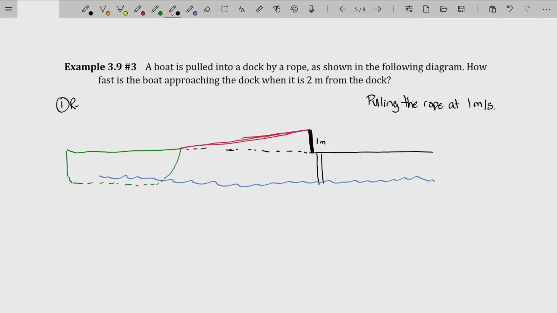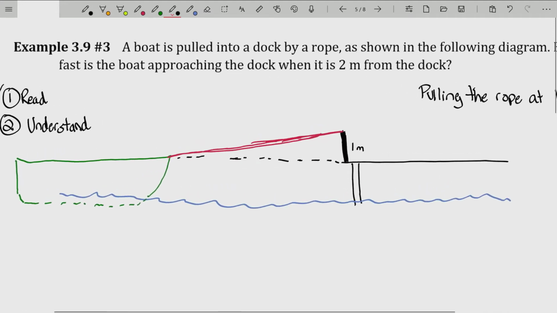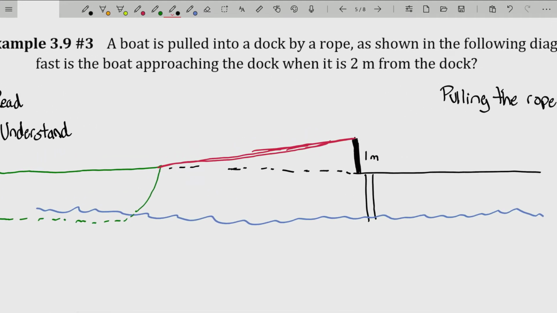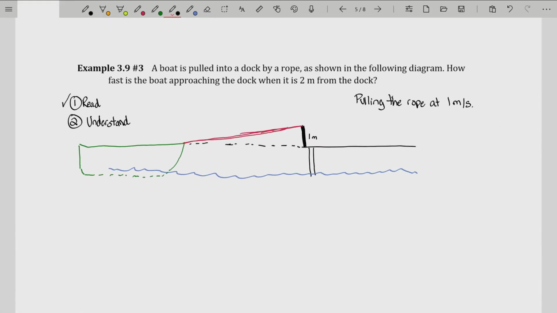So 1, I've read the problem. 2, I actually have created a diagram, so I understand what's going on. I have this boat, I'm pulling towards the dock. I'm pulling the rope at a rate of 1 meter per second, and therefore the boat is getting closer and closer to the dock. I just want to know how quickly is the boat closing in on the dock when it's 2 meters away. Okay, so I definitely think I understand.